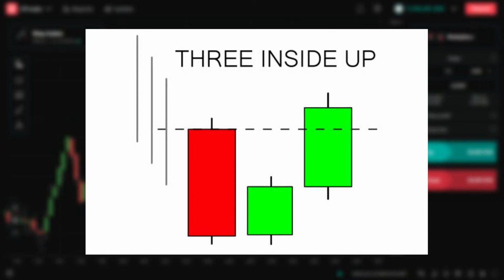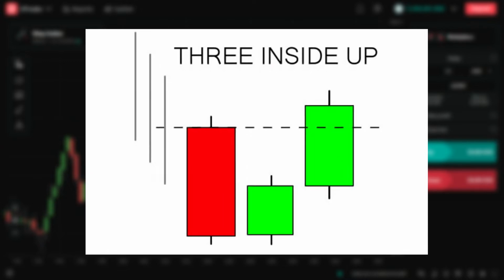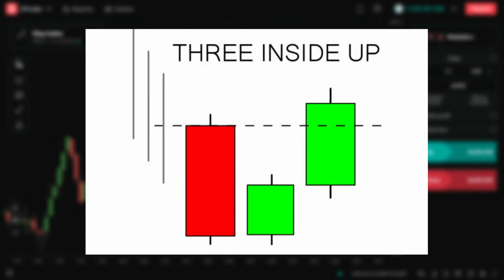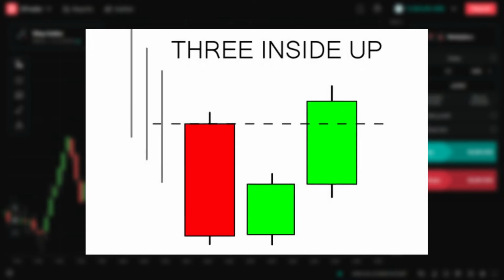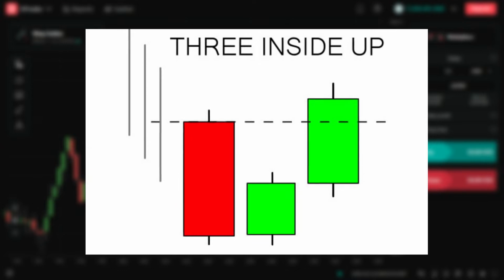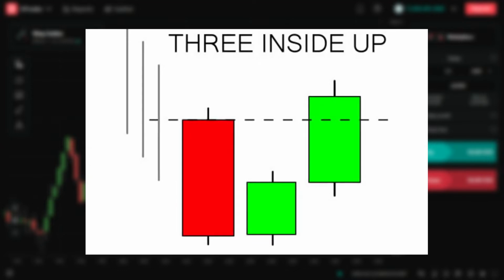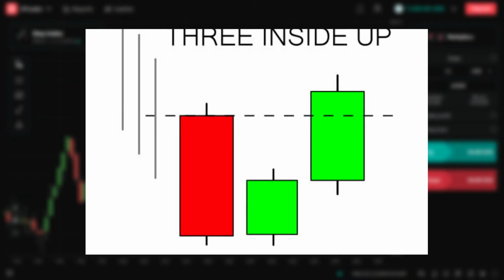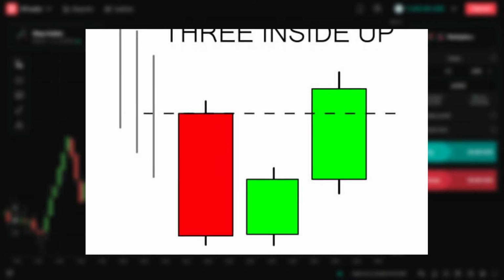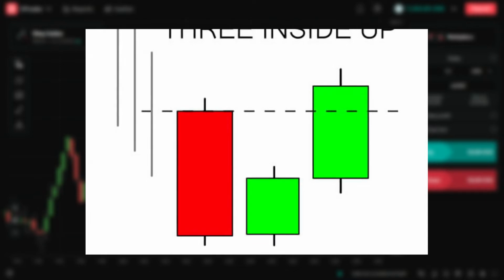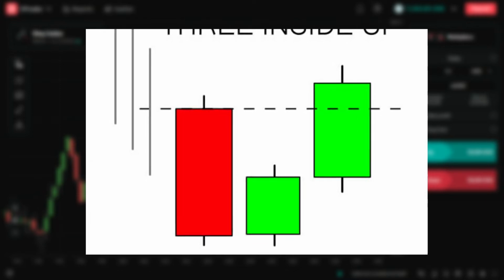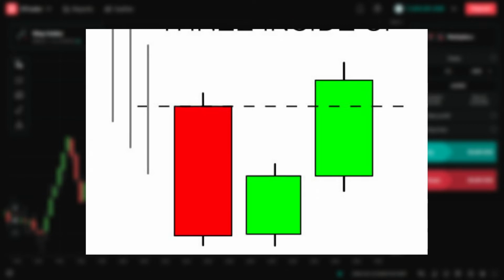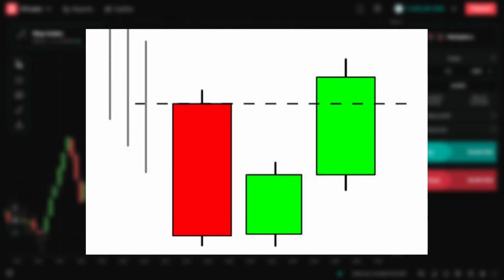When it comes to the 3 inside up pattern, you can look for it at the bottom of a downtrend. The first candle is huge and bearish this time. The next candle in the formation is a little bullish candle that is totally contained by the first. The last bullish candle closes above the closure of the second candle and the opening of the first candle. When you see the 3 inside up pattern, you know an uptrend is on the way.